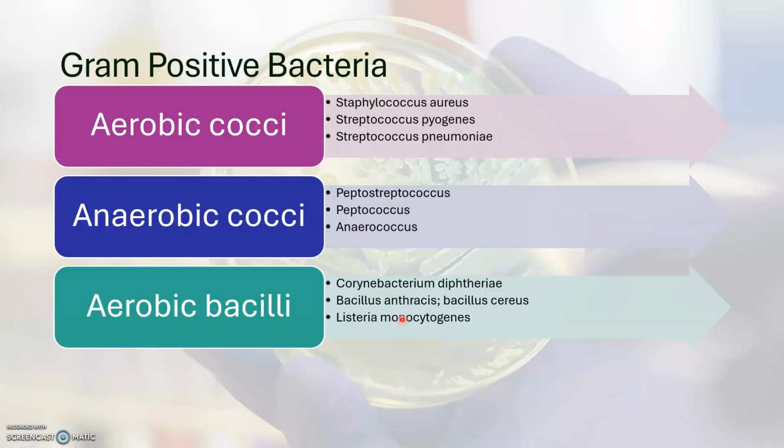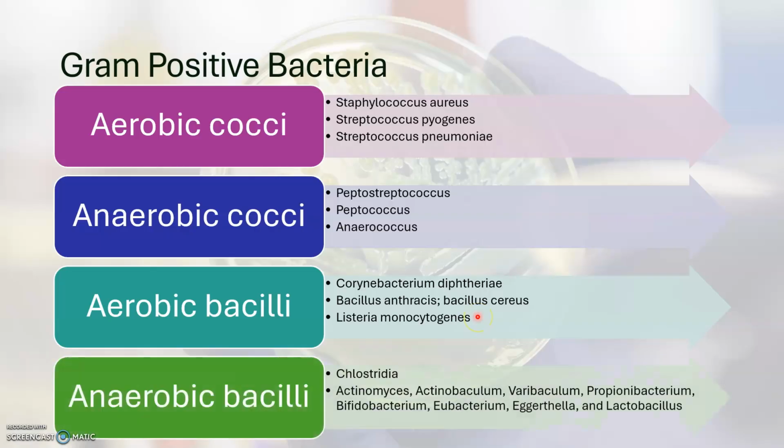If we move to the bacilli, or rod-shaped bacteria, there are aerobic gram-positive bacilli that are important pathogens, such as Corynebacterium diphtheriae, causing diphtheria, Bacillus anthracis, which causes anthrax, Bacillus cereus, an important cause of bacterial gastroenteritis, and Listeria monocytogenes, which causes listeriosis.